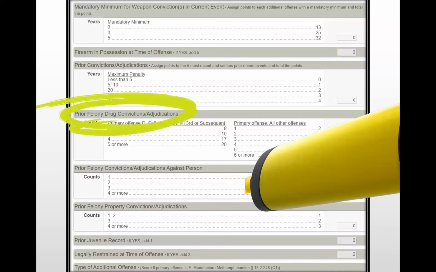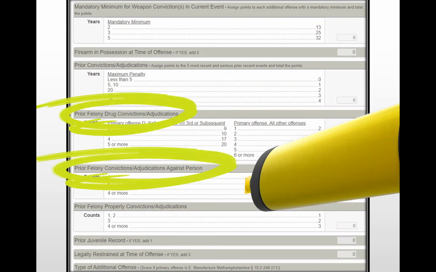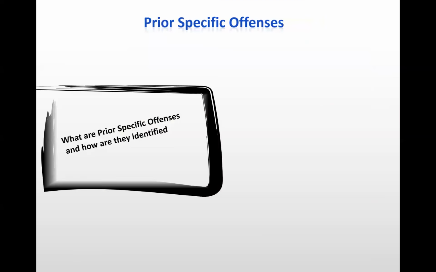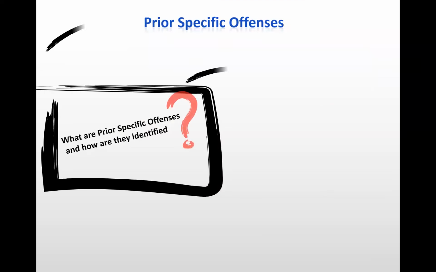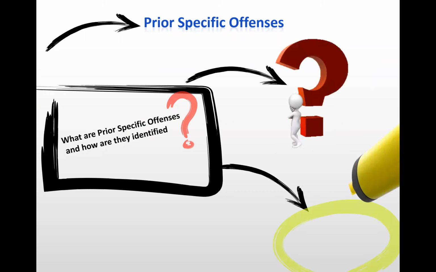Prior felony drug convictions and adjudications, prior felony convictions against persons, and prior felony property convictions are all different variations for this factor. So what are prior specific offenses and how are they identified?